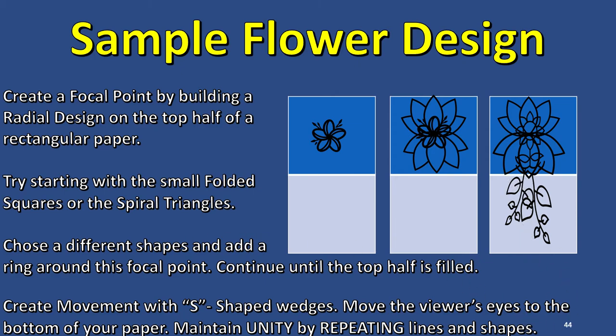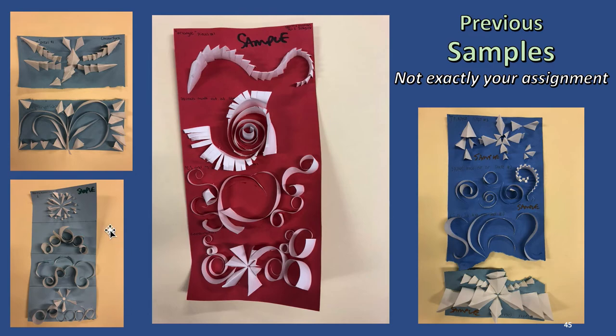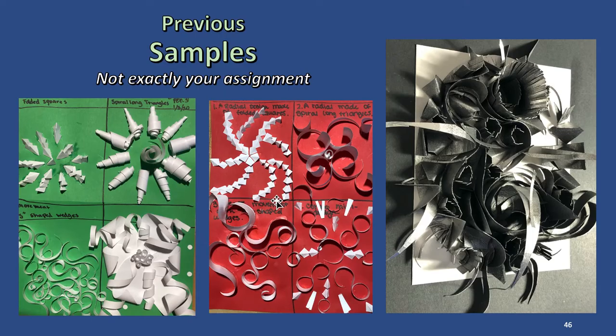I did not have a sample to show you because last time we did this, we kind of did it in separate pieces, and I thought it would be better this time to actually create a composition and practice that. So this is what we did previously. This is another previous example. So they start with a radial design and then just build on it.